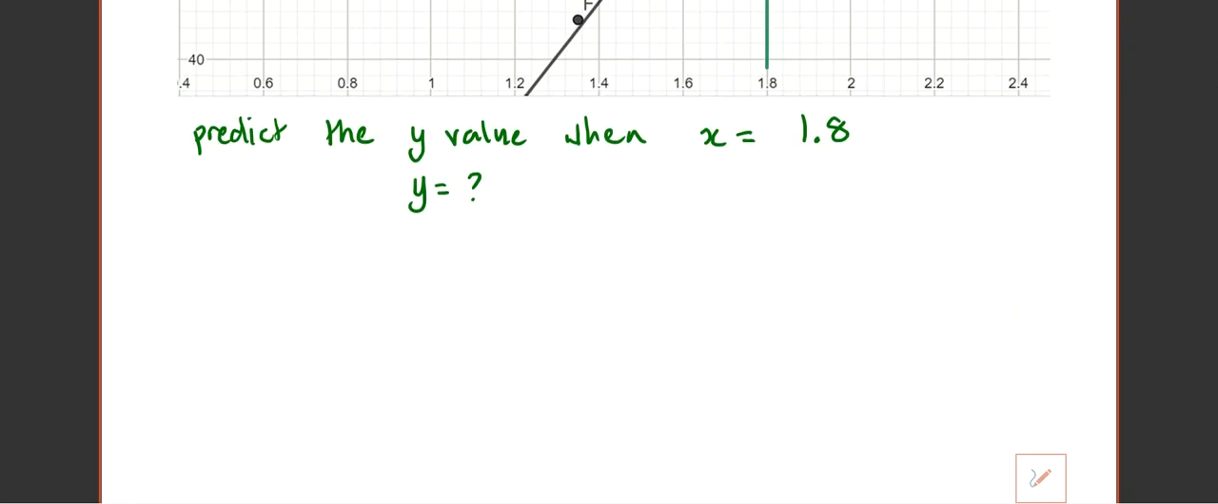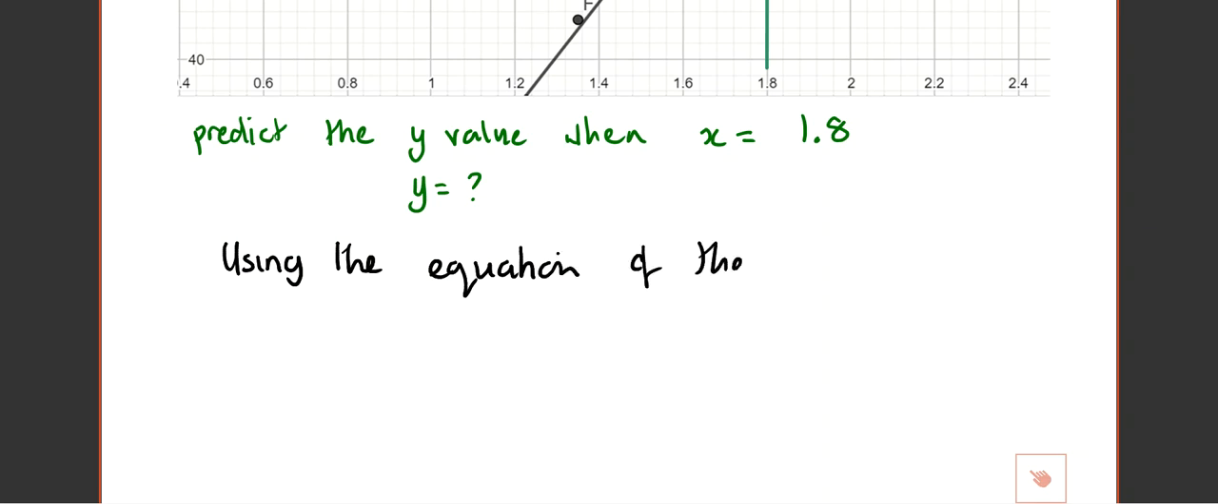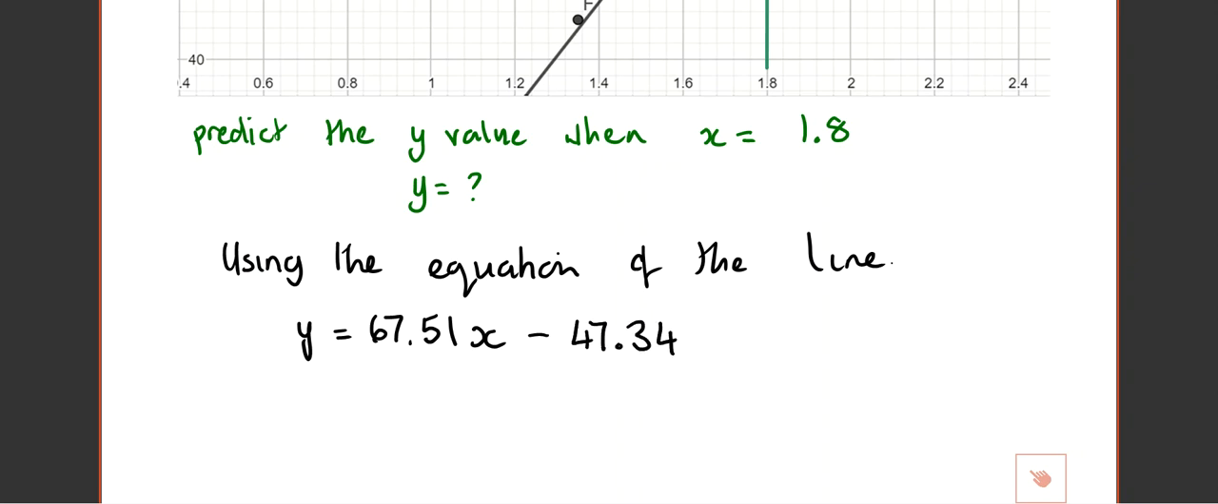So the equation of this line is another way. So we can say, using the equation of the line, so using technology, the equation was y equals 67.51x minus 47.34.